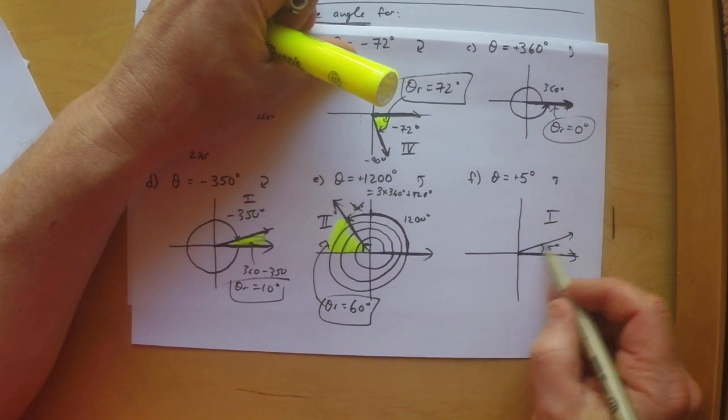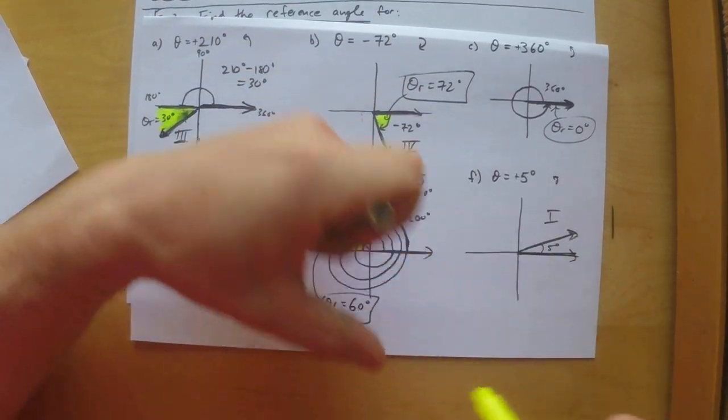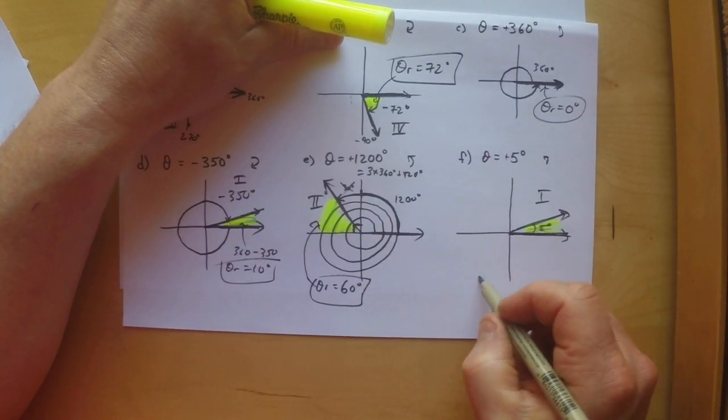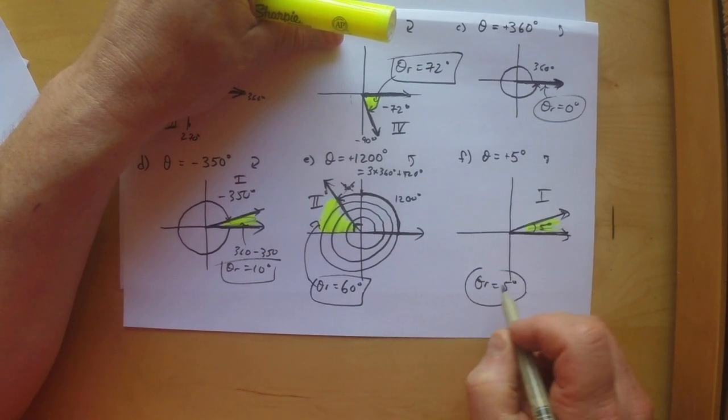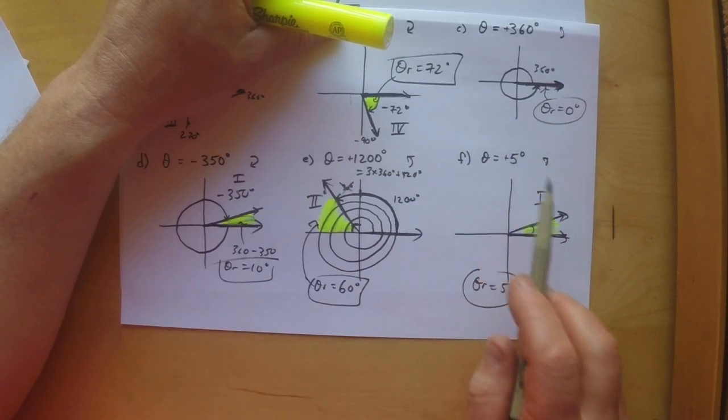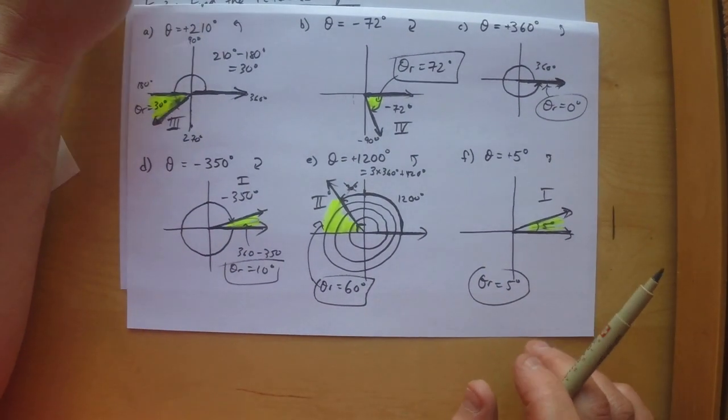And the last one, terminal arm, x-axis. This one again is almost so easy it's hard. That is the reference angle. The reference angle is 5 degrees, exactly the same as the angle given. That doesn't happen all the time, but it will happen if it's in quadrant 1.